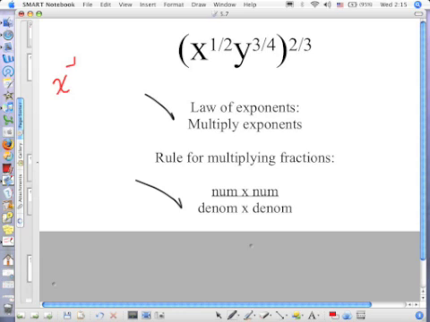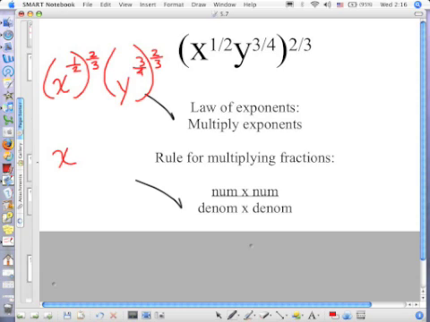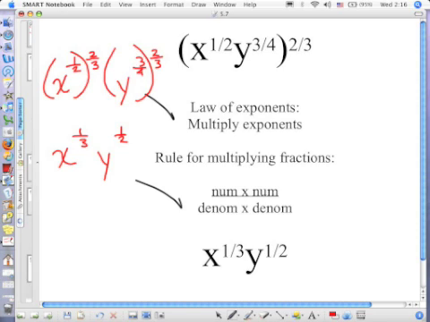All right, so let's write this out because I just have the final answer. I've got x to the 1/2 raised to the 2/3. And then I've got y to the 3/4 raised to the 2/3. What is the exponent of x going to be? No, it's not 1/2. 2 over 6 or 1/3. What is the exponent of y going to be? 1/2. 6 over 12 reduces to 1/2. The answer to that problem was x to the 1/3 times y to the 1/2.